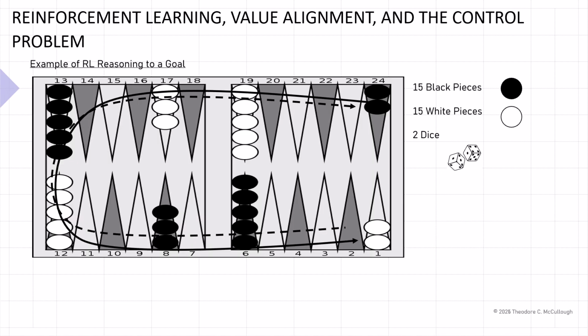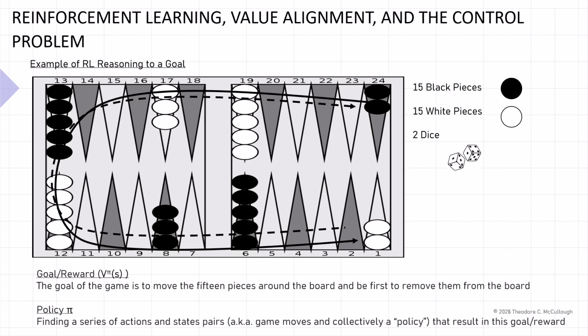An example of reinforcement learning reasoning to a goal can be in the form of, say, backgammon. So in the game of backgammon, you have a board, you have 15 black pieces, 15 white pieces, and 2 dice. Well, the goal or reward of backgammon is to move these 15 pieces around the board and to be the first to remove these pieces from the board. And the policy for doing that is to find a series of actions and state pairs, otherwise known as game moves and collectively functioning as a policy, that results in this goal or reward of removing all the pieces from the board. Further, mathematically, this goal or reward is typically represented by a numerical number of 1.